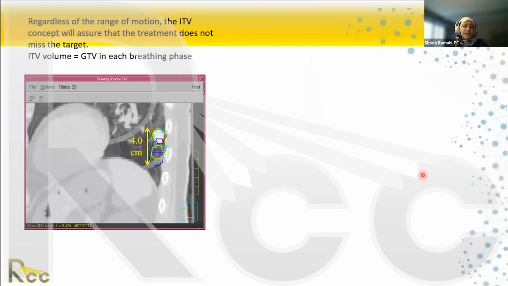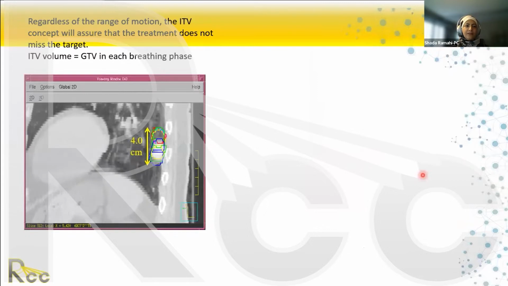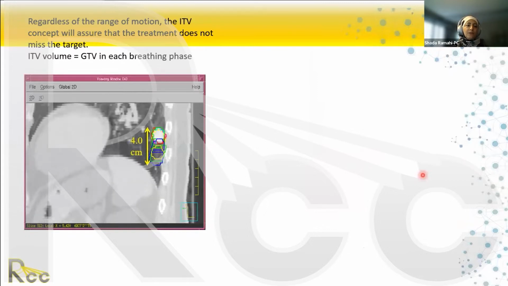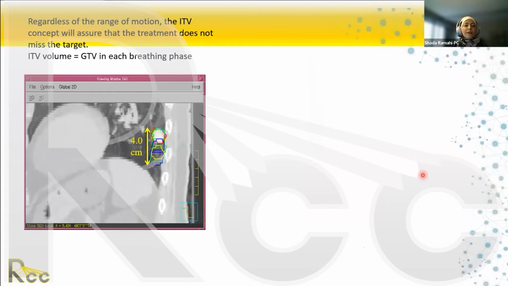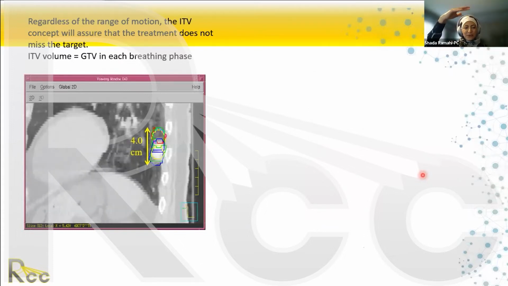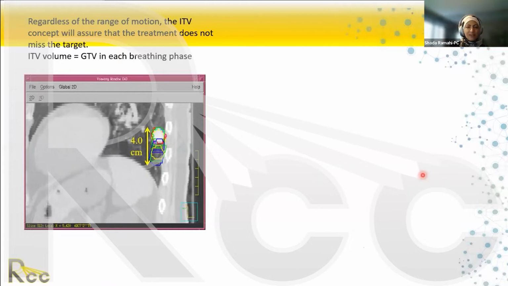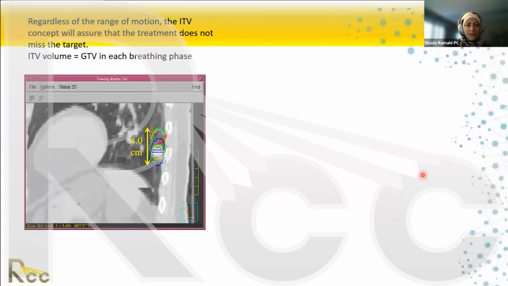So let's spend a little bit of time here and think about this ITV concept, internal target volume. And this concept is a valid concept and is very useful for 3D CRT planning, and not much encouraged for the full range when we're talking about SBRT. So I'll give you details later, but let's look at the moving target here.